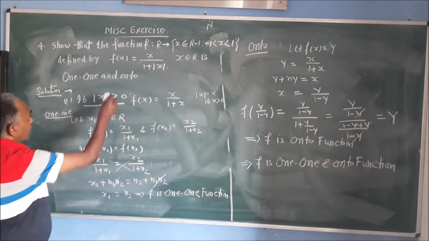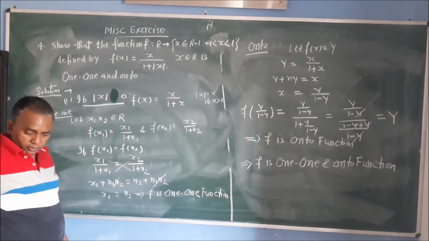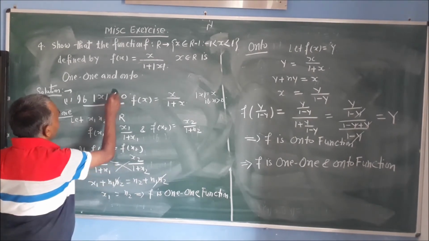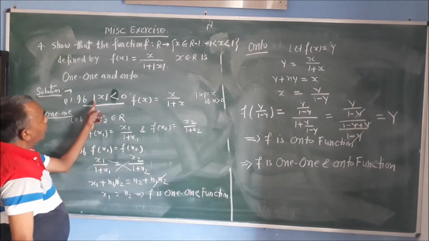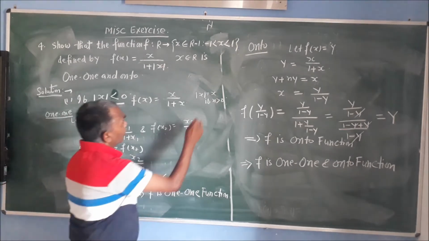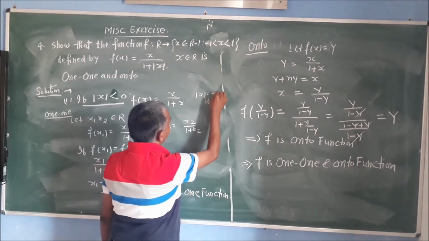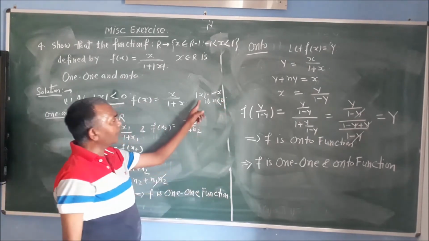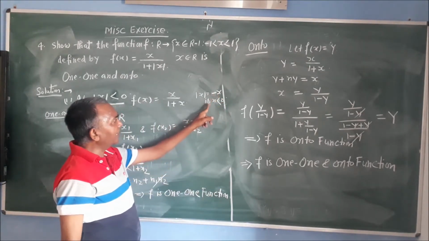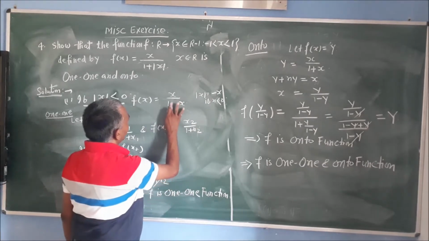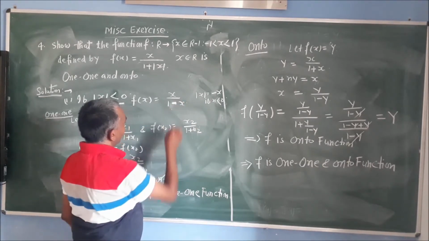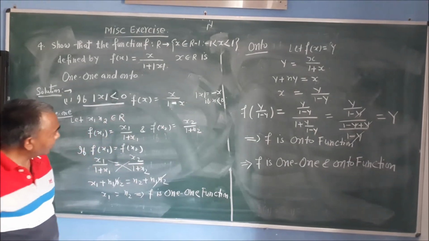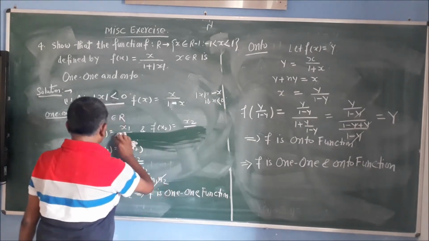So this is half part of the question. For the second part, you again suppose let x less than 0. So mod of x is equal to minus x if x is less than 0. So f of x will be x upon 1 minus x.